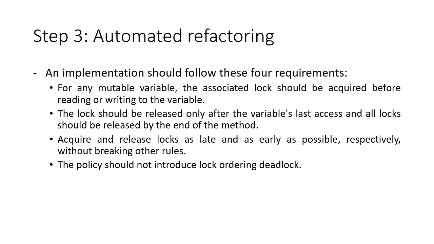An implementation of a locking policy should follow these requirements. For any mutable variable, the associated lock should be acquired before reading or writing to the variable. The lock should be released only after the variable's last access, and all locks should be released by the end of the method. Acquire and release locks as late and as early as possible, respectively, without breaking other rules. The policy should not introduce lock ordering deadlock. To do so, the paper establishes a global order on locks and adjusts the lock acquire release statements accordingly.